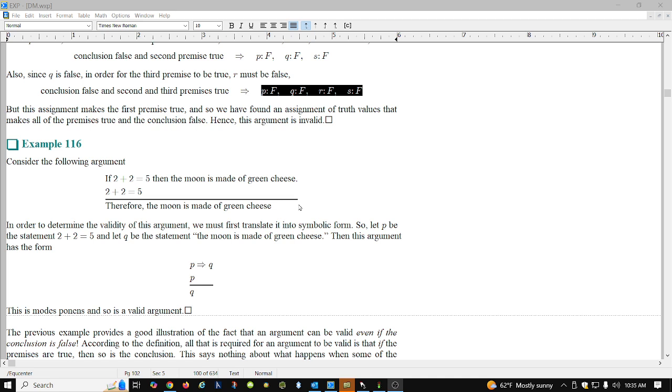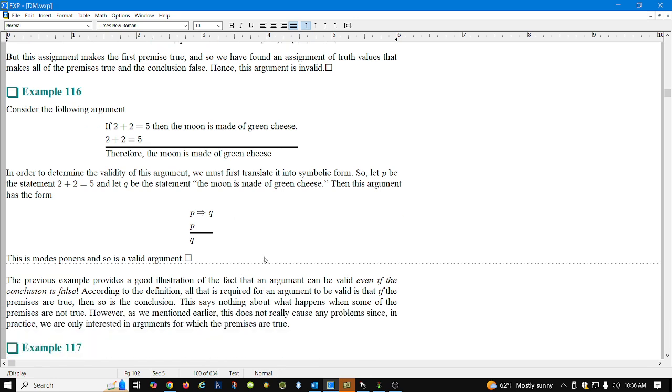Well, the first step in deciding the validity of an argument written in English is to translate it into symbolic form. So we'll let P be the statement 2 plus 2 equals 5, and Q is the statement the moon is made of green cheese. We get this argument, which is modus ponens, and is therefore valid. This is an important example because it illustrates the fact that an argument can be valid even if its conclusion is false.